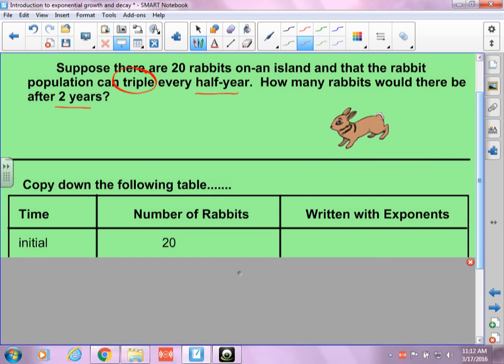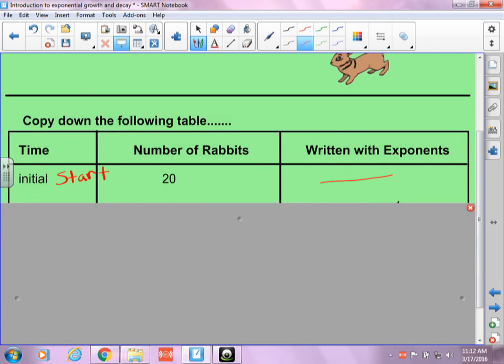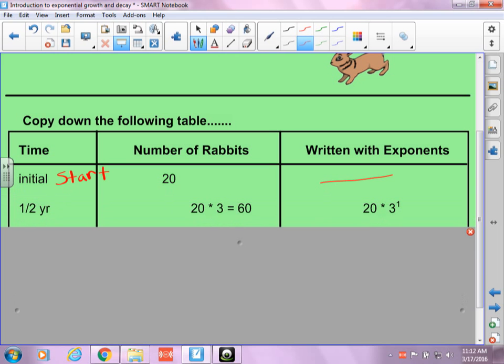Okay, I've got the time being initial. What does that mean? Like right at the start, right? So I'm starting on this island, and I've got 20 rabbits, and I'm just going to leave it like this. And then a half a year went by, which is 6 months, right? And what happened to those animals? They tripled, right? So that's 20 times 3 to the 1, or 20 times 3, which is 60.